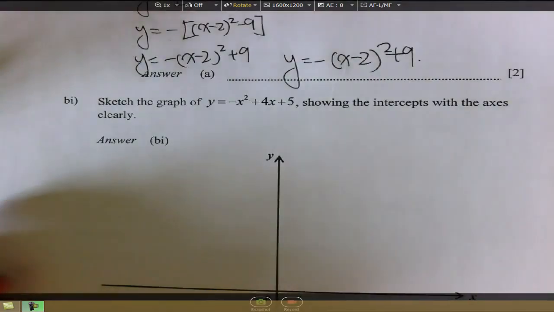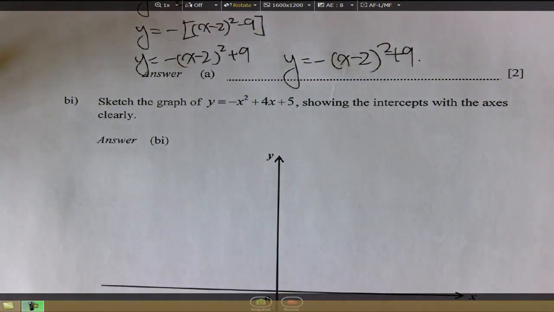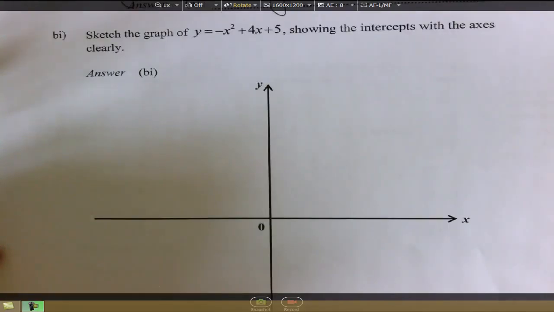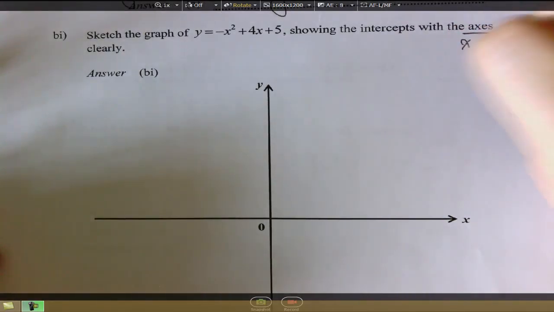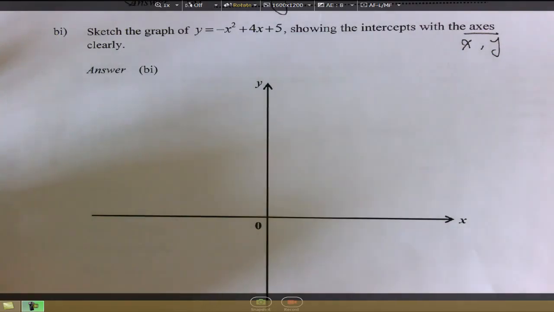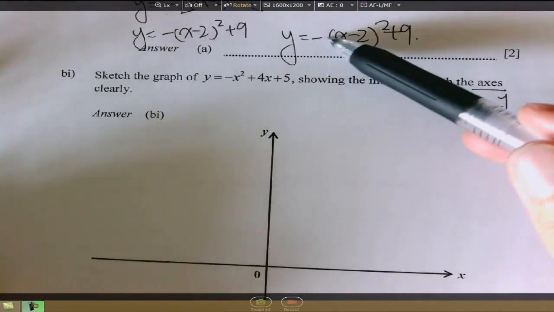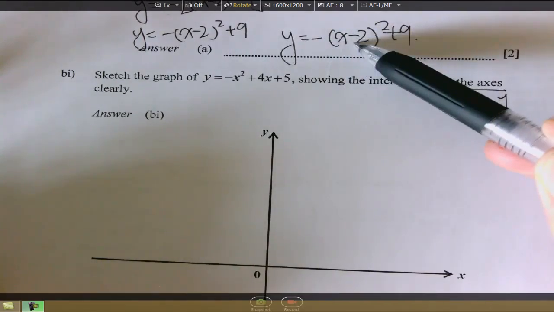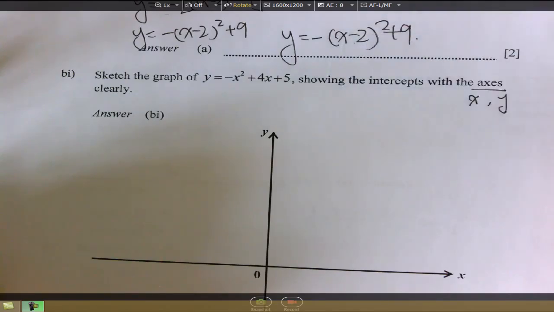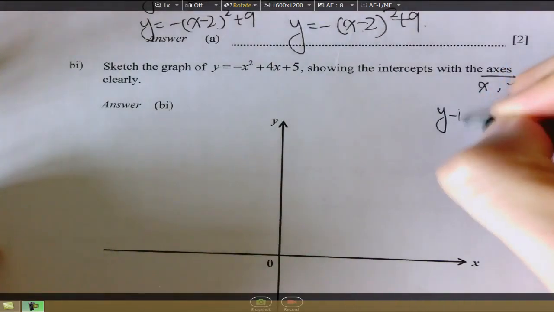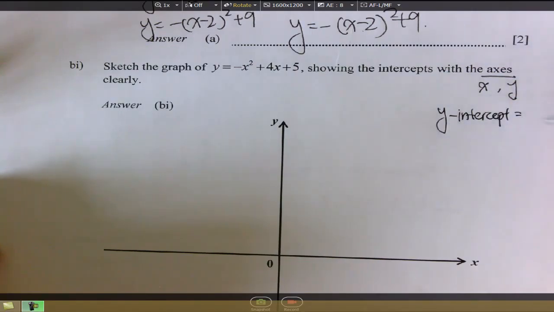Now, sketch the graph showing the intercepts with the axes clearly. For this one, we need to show everything, because the question says intercepts with the axes, so this means both the x and y axis we also need to show. For the y-intercept, we let x equal 0. So when x is 0, negative 2 squared is 4. Then you put in the negative sign, so negative 4 plus 9. So y is 5. We know that the y-intercept will be equal to 5. So I write down y-intercept is equal to 5.